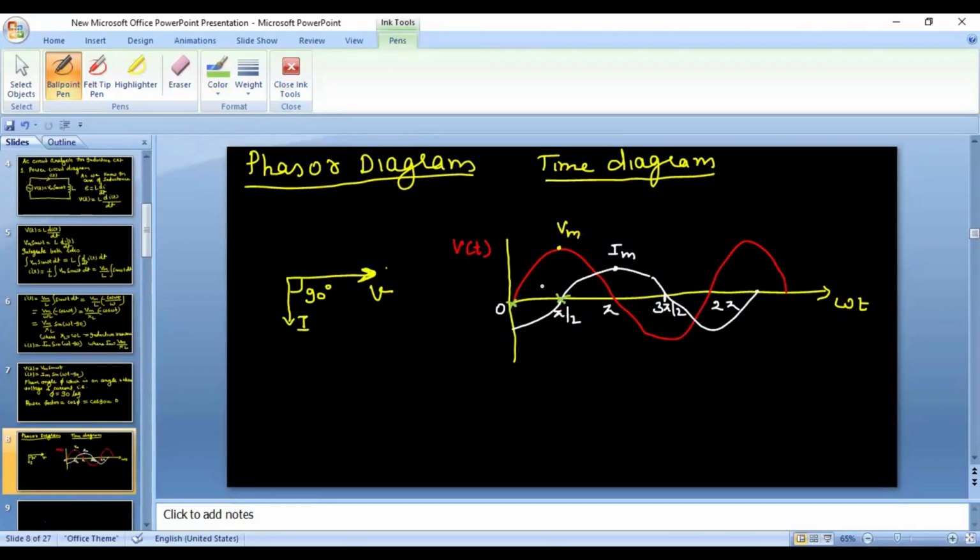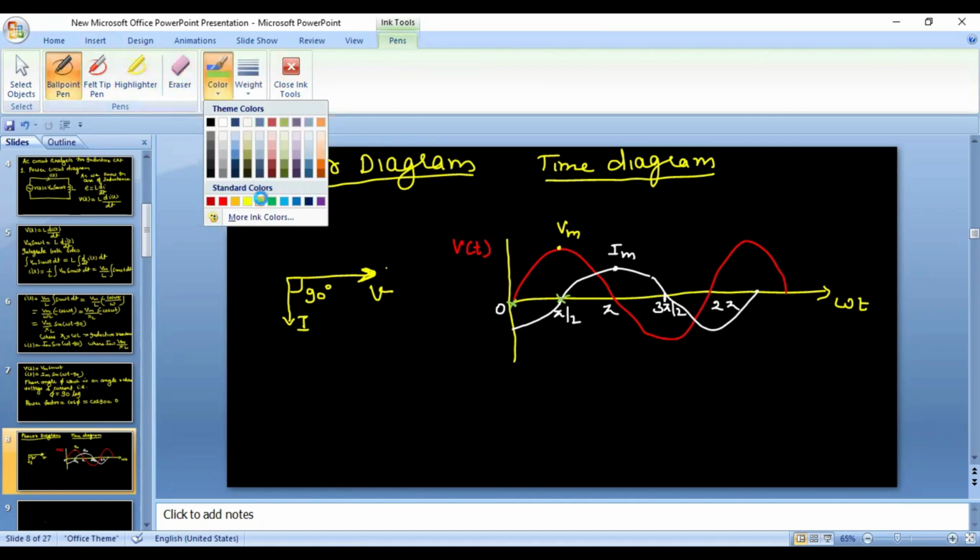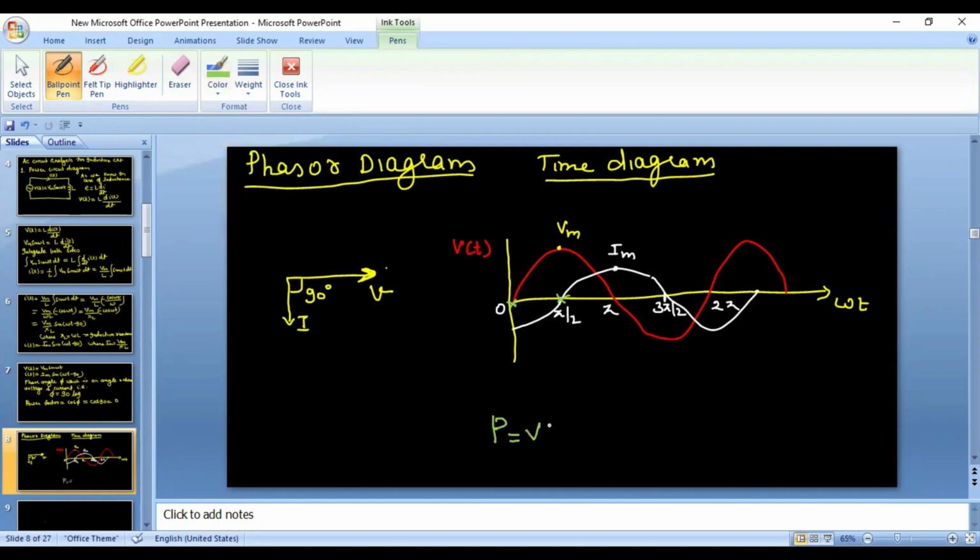Now coming to the power diagram, the power waveform. We know that power is always equal to V into I, the multiplication of voltage and current. So you can see that from 0 to pi by 2, voltage is positive and current is negative. If I multiply a positive value with a negative value, the multiplication will be negative. So from 0 to pi by 2, my power loop will be negative.